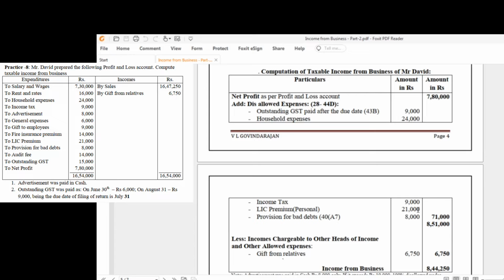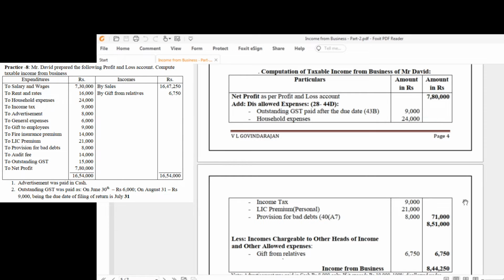Any tax due to the government paid after the due date of return of filing will be disallowed under section 43B. So outstanding GST paid after the due date, under 43B, 9,000 only is disallowed. So we covered the 2 adjustments. Let me go to the debit side of the P&L account.